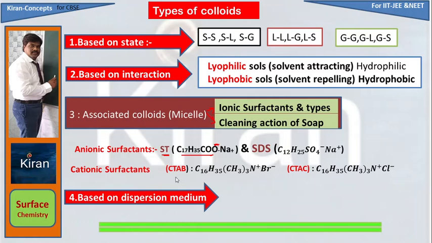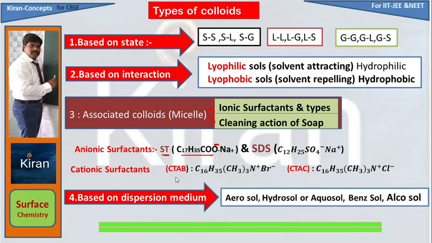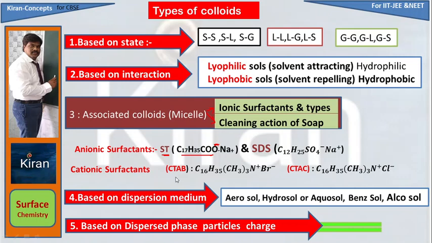Then based upon the dispersion medium, we are getting another category: aerosol, hydrosol, another name is aquasol for that, and then benzosol, alkosol. Finally, the fifth one, based upon the dispersed phase particles' charge: positive sol and negative sol, positive colloidal solution and negative colloidal solution. So these are the different types of colloidal solutions we are going to see one by one clearly.